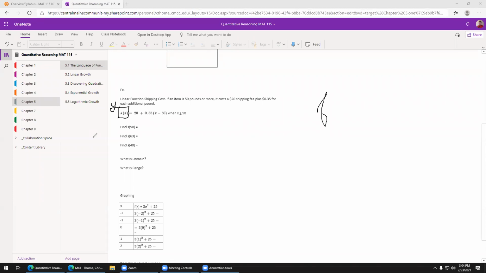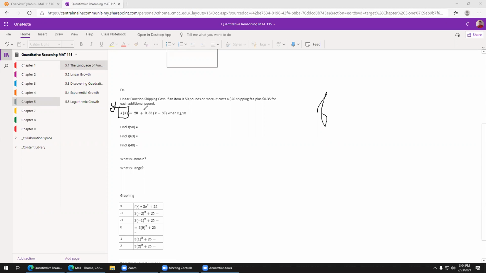Now, can you just call it Y? Of course you can, right? If you don't like writing S of X or F of X or G of X, and you like my Y, fine, make it a Y. I don't have a preference. I want you to be able to use a function more than write it out this way.